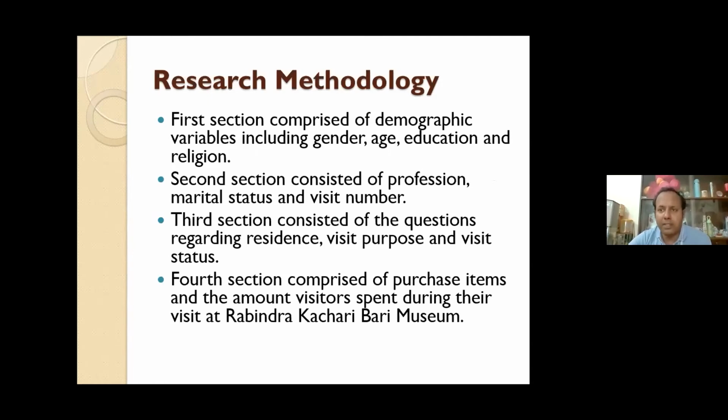The first part comprised demographic variables, including gender, age, education, and religion. The second part consisted of marital status and the visit number. The third part comprised residence, visit purpose, and visit status. And the last section consisted of the purchase item.